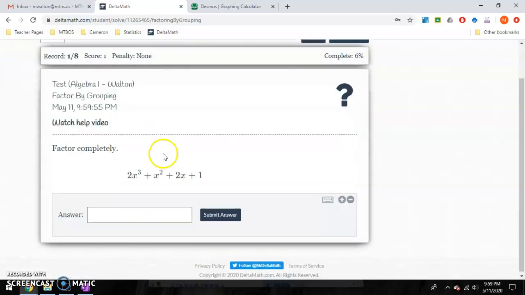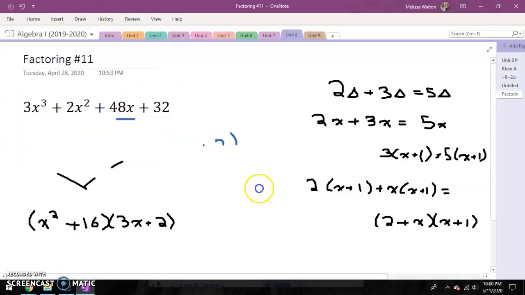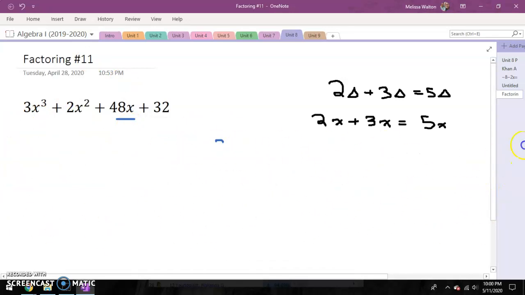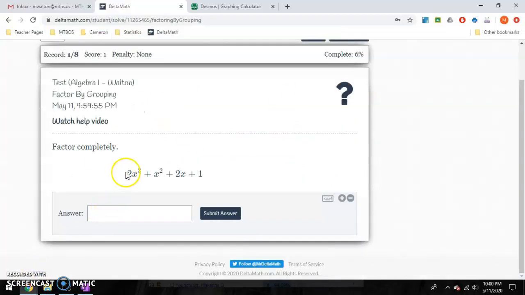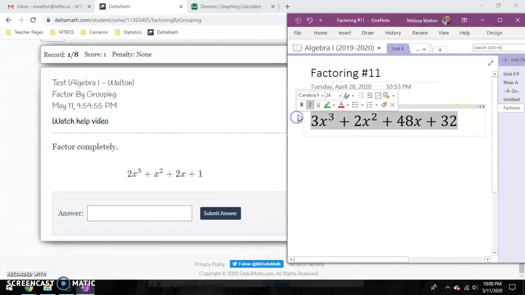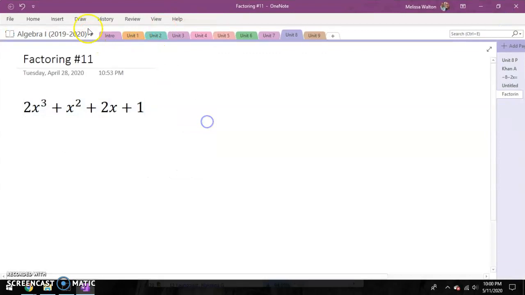All right, let's do one more together. All right, here is what I have. I'm going to go ahead and erase all this. Sorry about that. All right, so looking at these, let's go to our problem here. All right, I have 2x cubed plus x squared plus 2x plus 1. Ooh, I am glad that they asked this question. This is a really, really good one. All right, so here we go. 2x cubed plus x squared, plus 2x plus 1.